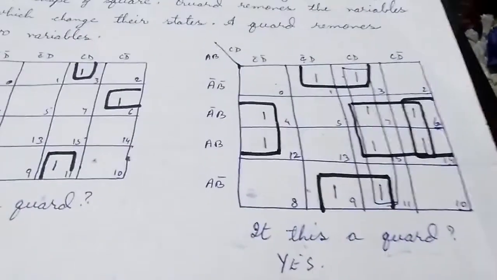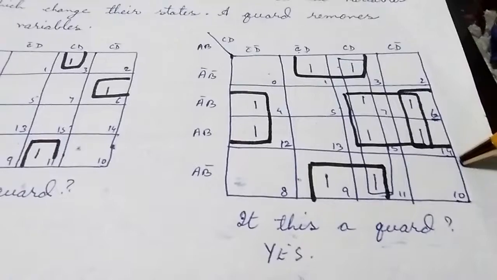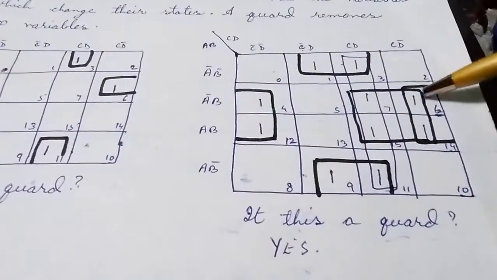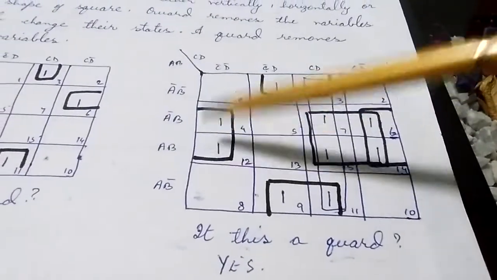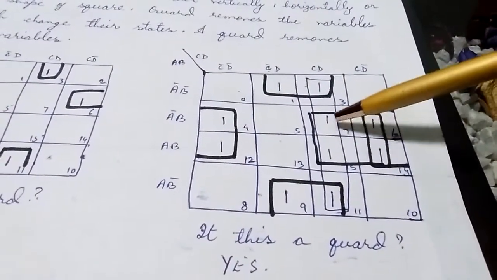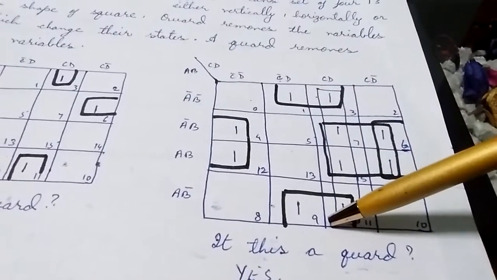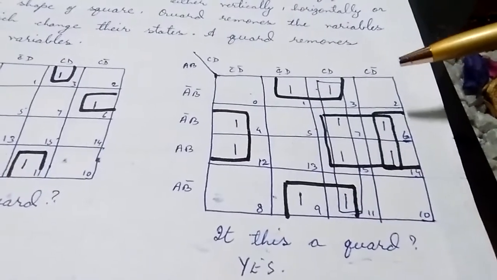Let us see another example. Is this a quad? Yes, this is a quad. We are having 1, 2, 3, 4. So this is a set of 4. This is also a set of 4, and 1, 2, 3, 4. This is also a set of 4. So this is a quad.